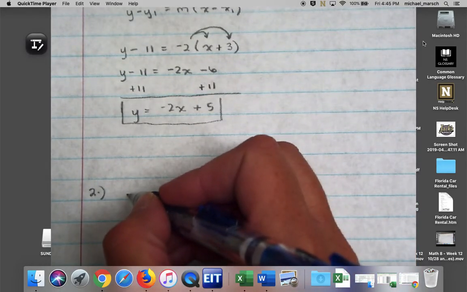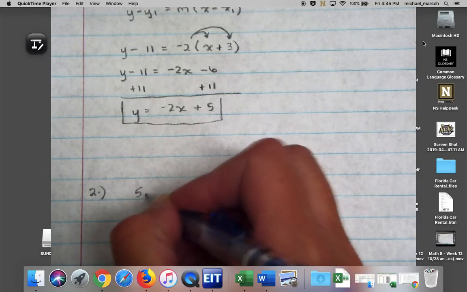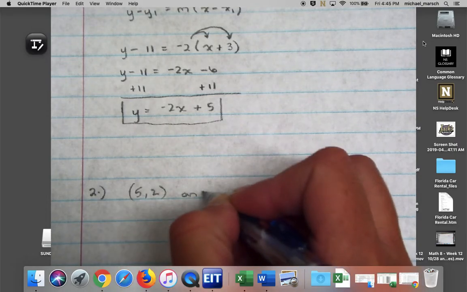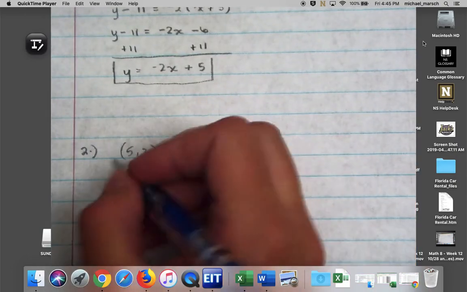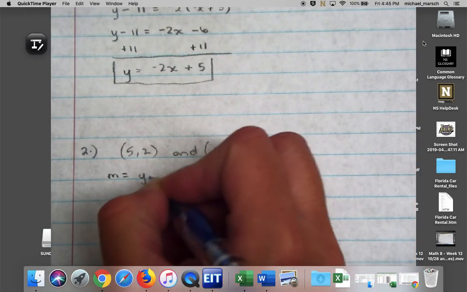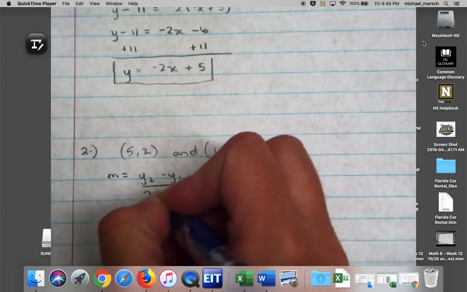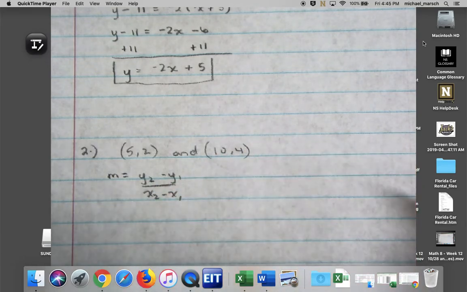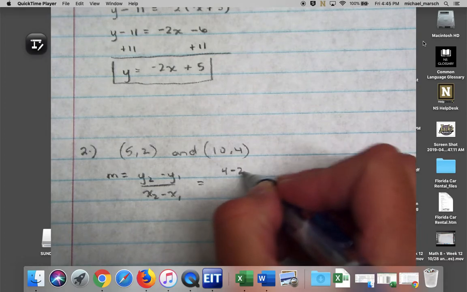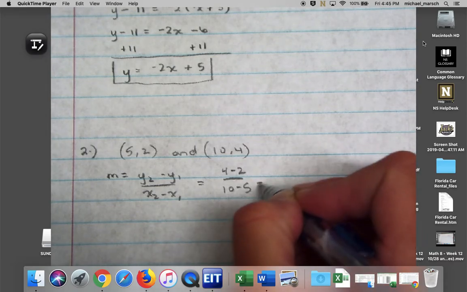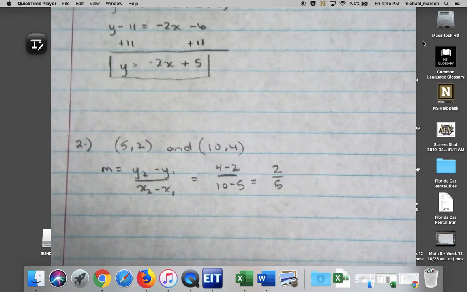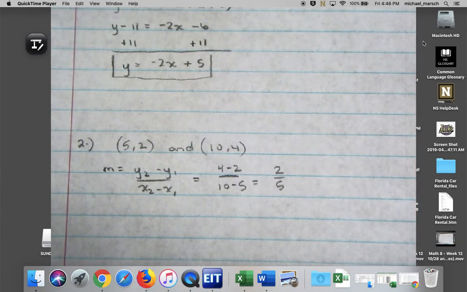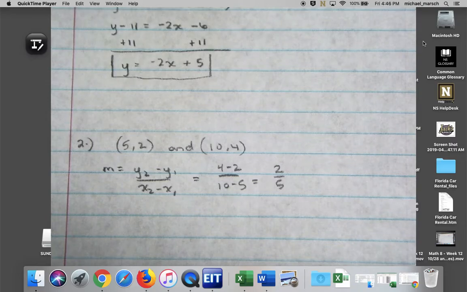So I'm going to use my slope formula. Let's first write these ordered pairs, (5, 2) and (10, 4). So now I'm going to write my slope formula: y2 minus y1 over x2 minus x1. So I'm going to have 4 minus 2 over 10 minus 5. So my slope is 2/5. Beautiful. But I still don't have a y-intercept, right? So I'm going to have to use point-slope form.